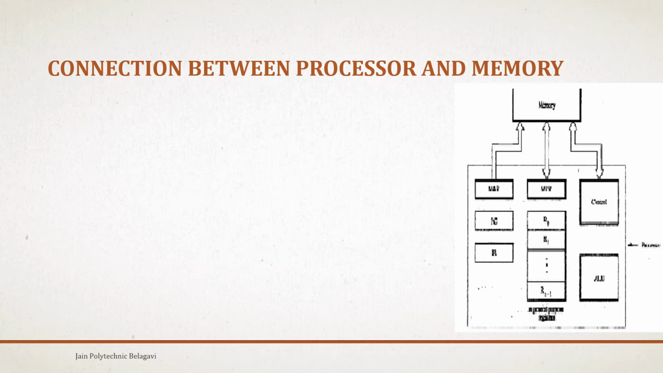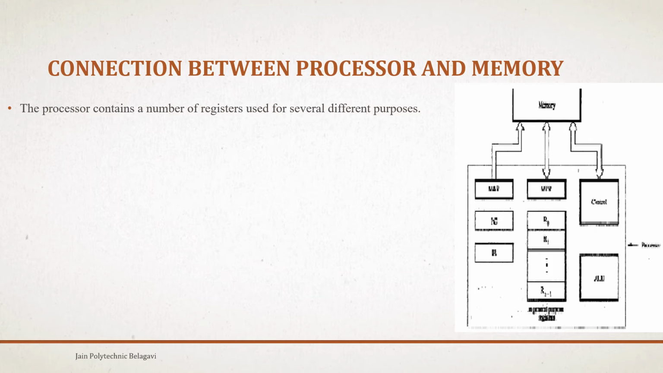Now the next topic we will go to is the connection between the processor and memory. So how does the coordination take place between the processor and memory? As you can see in the diagram, it is the diagram of a processor's connection with the memory.